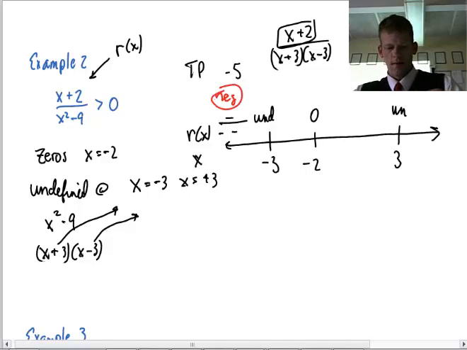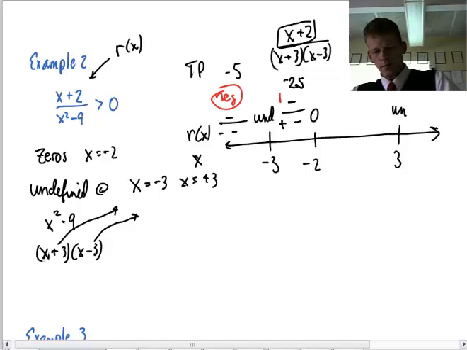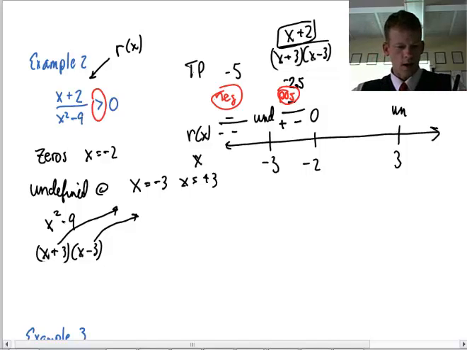And then I'm going to plug in -2.5. If I use -2.5, then the top is going to be negative. This will become positive, and that'll be negative. So the net result here will be positive on this interval. I'm looking for positive, so I'm just going to highlight that as a solution. So this interval works.